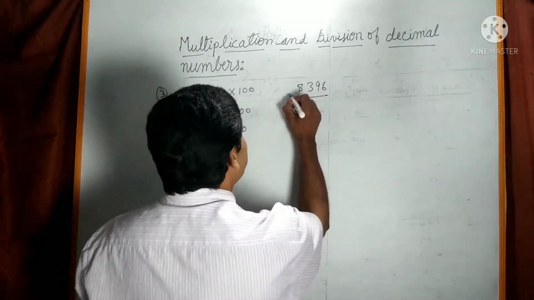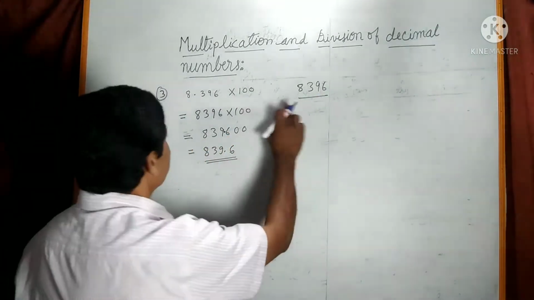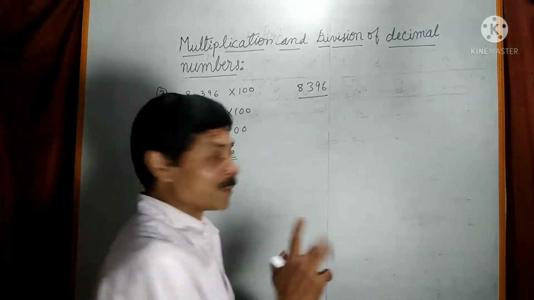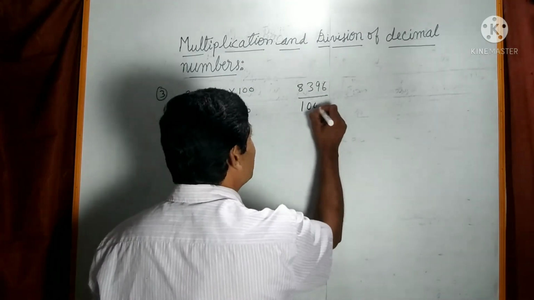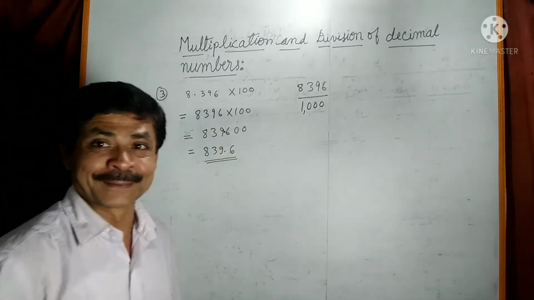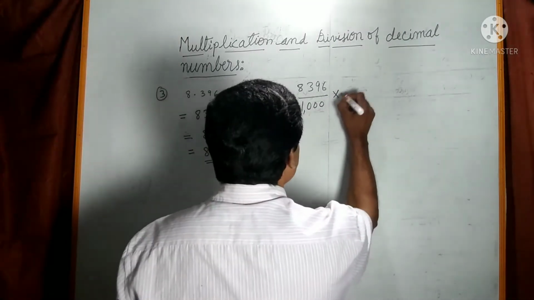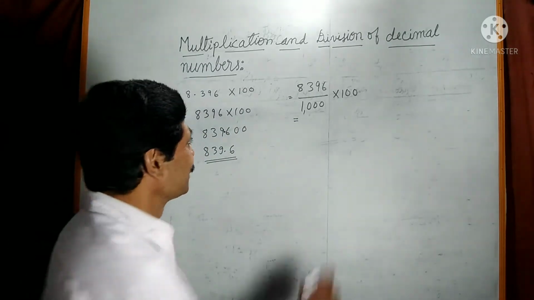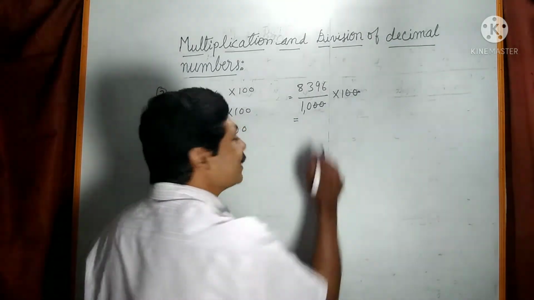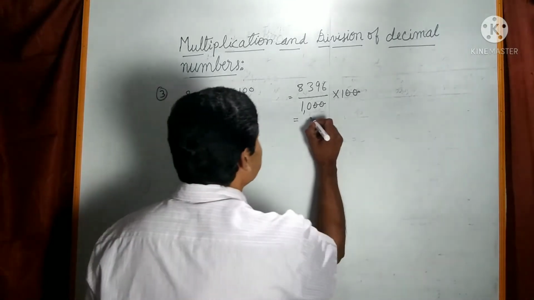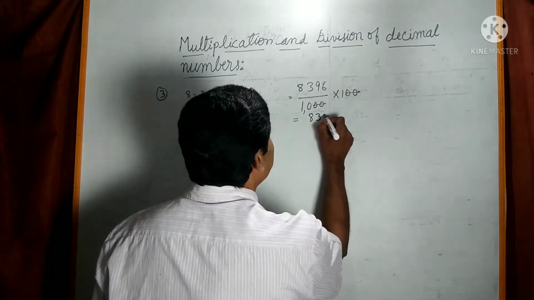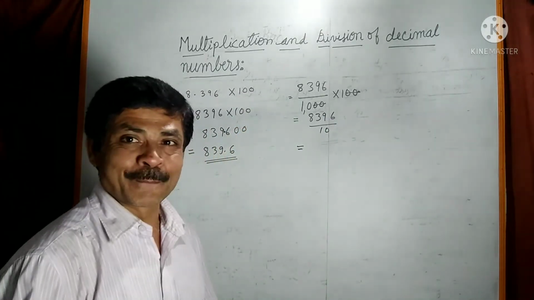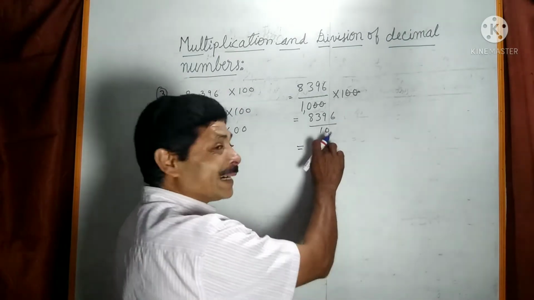8396 divided by, here 3 digits, means in the denominator there will be 3 zeros. 1, 2, 3 zeros. Okay? Into 100. This is equal to, we will cancel 2 zeros, 2 zeros. Here 8396 divided by 10. This is equal to, now in the denominator 10.